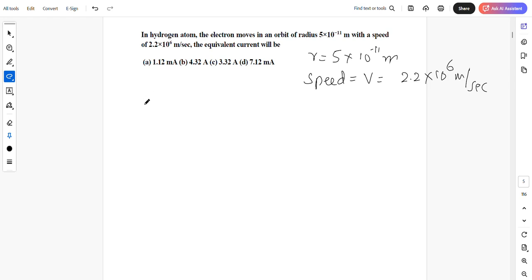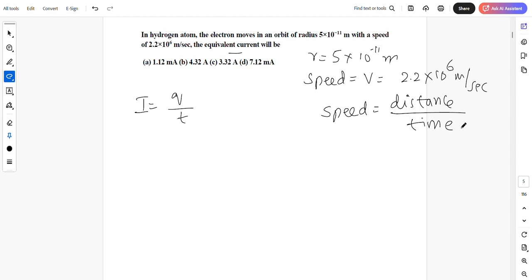Now what is I equal to? We know I is equal to Q by T. You have to calculate the equivalent current. What is T? T is time. What is speed equal to? Speed is equal to distance by time. Then what will time be equal to? Time will be equal to distance by speed.